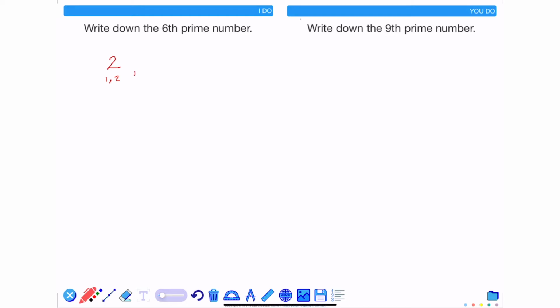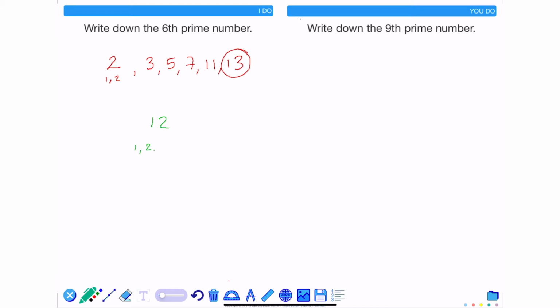The next prime number is 3. Then it's 5, 7, 11, and 13. 13 is the sixth prime number. So let's consider why 12 is not a prime number.